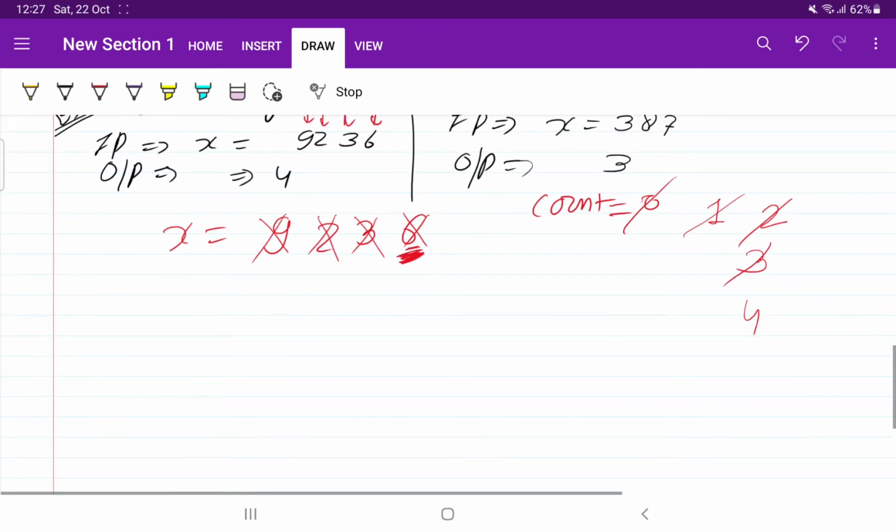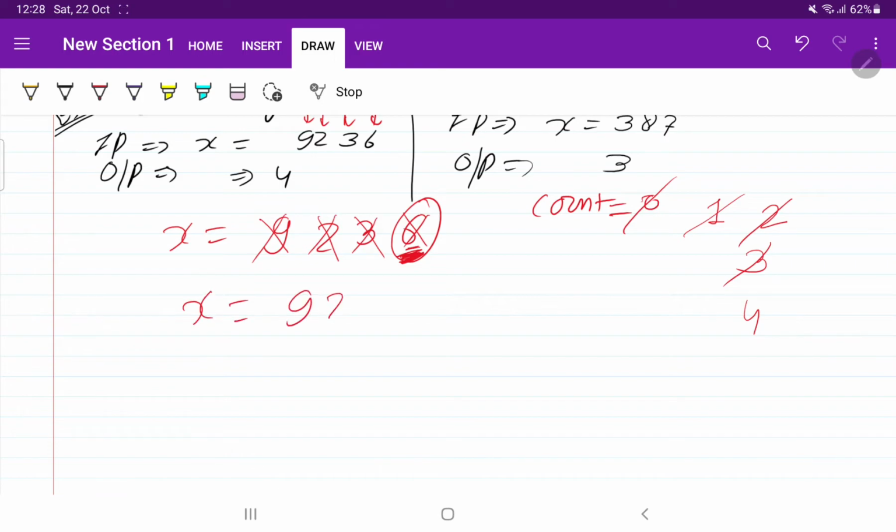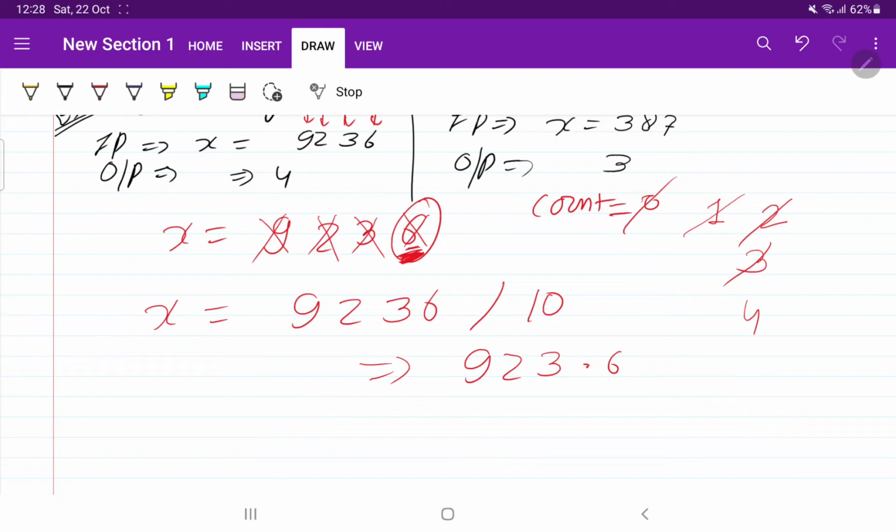Okay, so our task is to remove the last digit, and we should get 923 next time. So here, suppose I divide the number x by 10, 9236 by 10, what will you get? You will get 923.6.